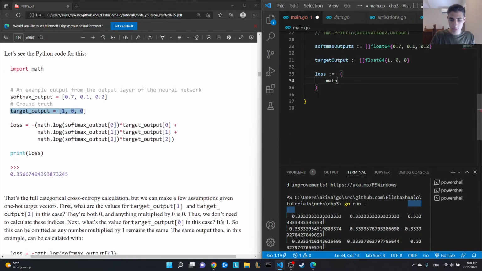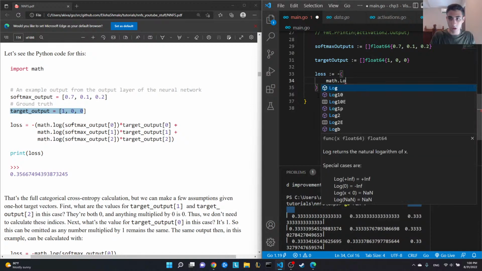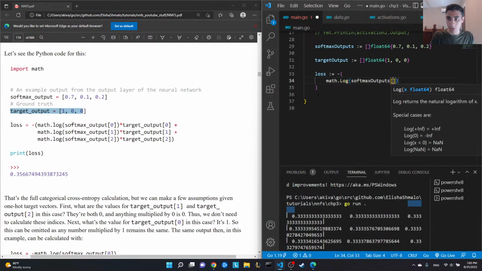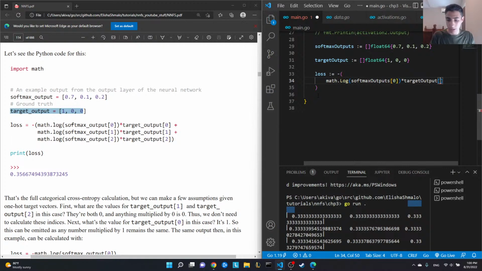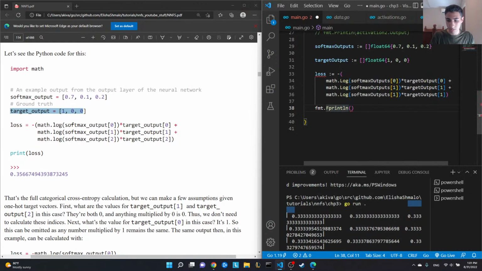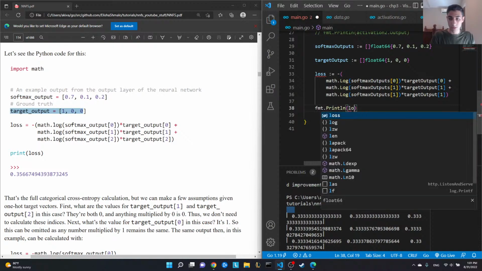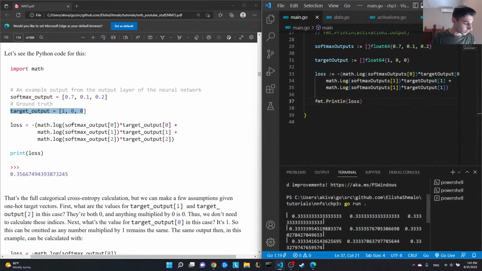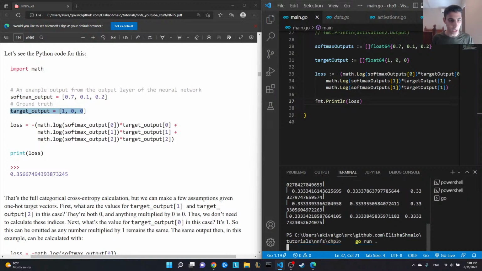So math.log of softmax outputs index 0, times target output index 0, plus, and we're going to have to do this two more times in our specific example, for indexes 1 and 2. Great. Okay, so this is our loss, and then we could fmt.Print the loss here, and there we go. We should get the same value that he got, if we did it correctly, of course. So let's run this and check it out.